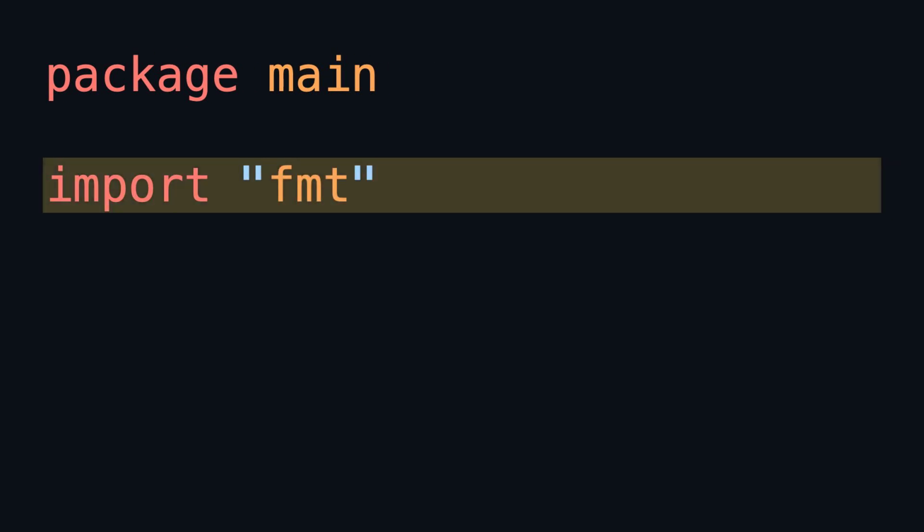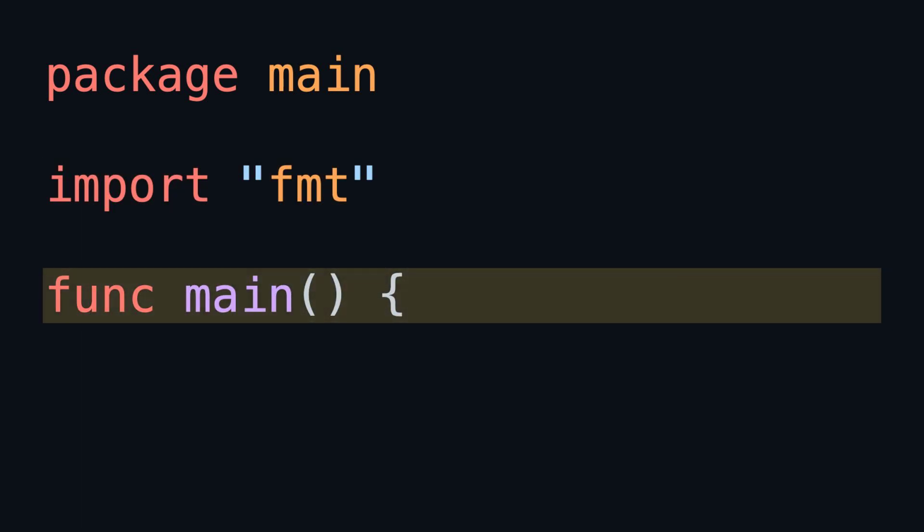Import fmt. This line imports the fmt package. The fmt package contains tools to format text, like printing messages to the screen. By importing it, we can use these tools in our program. It's like bringing a special toolbox into your project.